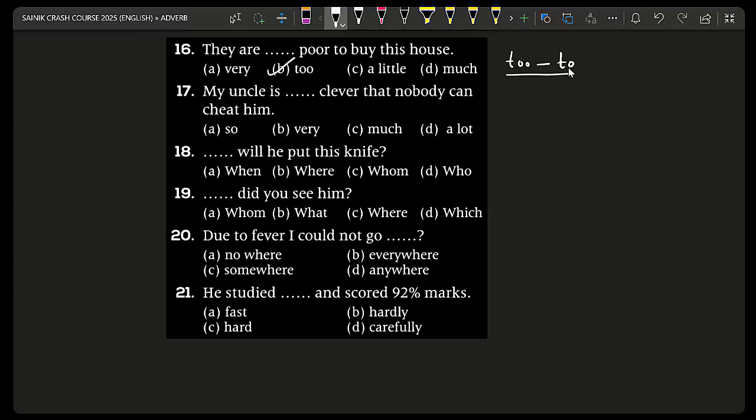Read the question. My uncle is dash clever that nobody can cheat him. Sir, is it option A? Yes, correct answer. My uncle is so clever that nobody can cheat him. So, and after that, if an adjective is used, so plus adjective, does it show positive form or negative form? Sir, because it is our capability, that's why it is positive. Yes, it shows the positive form of the ability, like my uncle is so clever that nobody can cheat him. Correct answer. And 18th question.